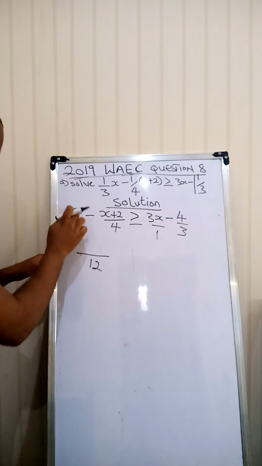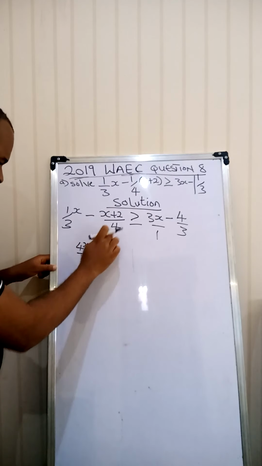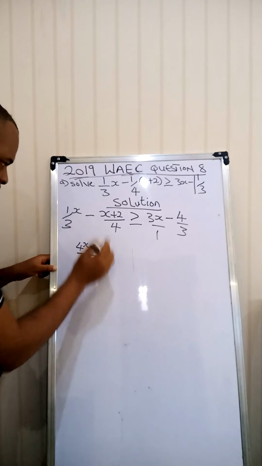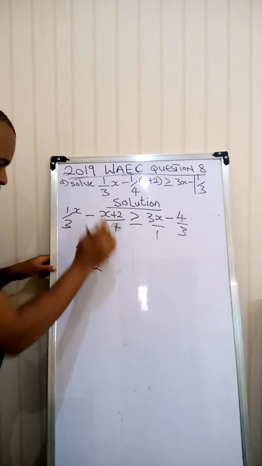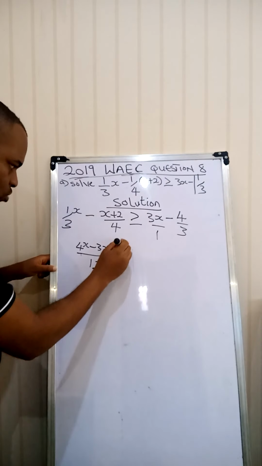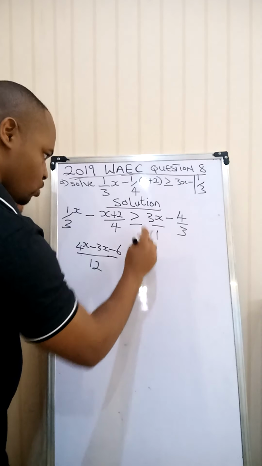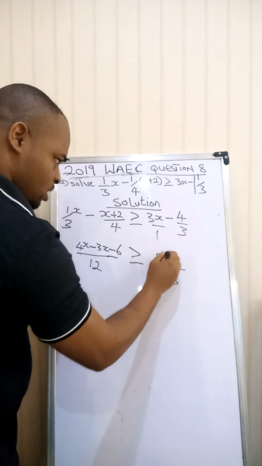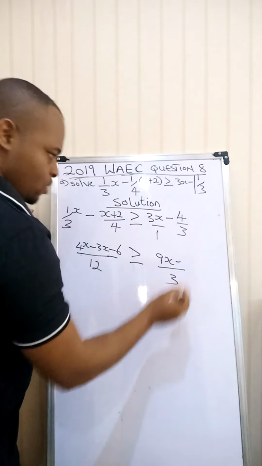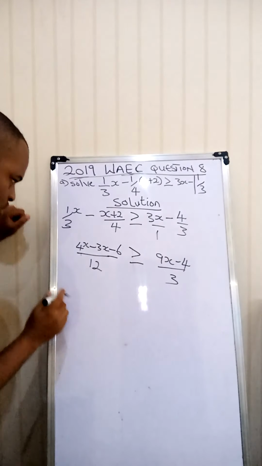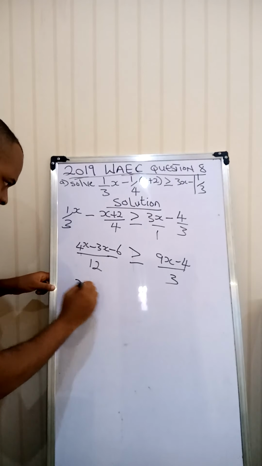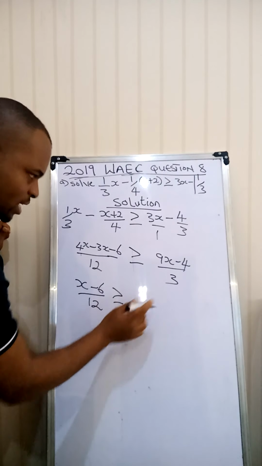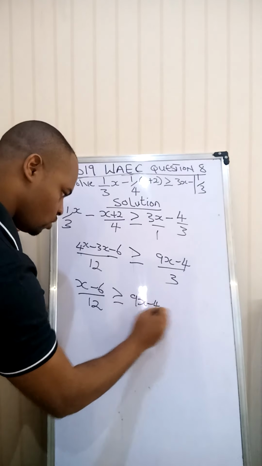3 in 12, 4. 4 times 1x is 4x minus 4. In 12, 3. 3 times everything here will give me 3x. Don't forget this minus will affect this plus. So we'll be having minus 3 times 2, which is 6, greater than or equal to the LCM between this and this, which is 3. 1 into 3 is 3. 3 times 3x is 9x minus 3 in 3, 1. 1 times 4, 4. So what do we have? 4x minus 3x is x minus 6 all over 12 greater than or equal to 9x minus 4 all over 3.